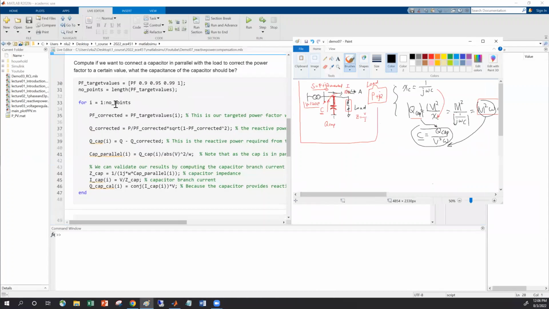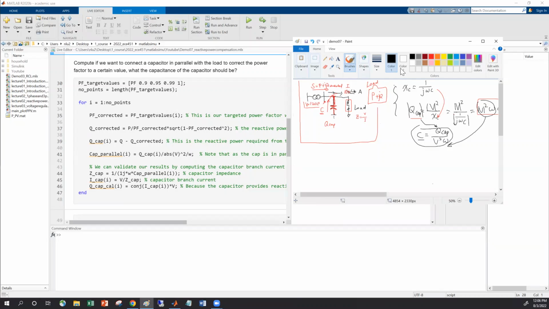So you can see that if we want to correct the power factor to 0.9, then what we'll do is an iteration, because we have a number of target values we want to compute. We want to see, if we want to correct the power factor to 0.9, 0.95, 0.99, and 1, what are the capacitances needed to correct them to this target power factor, right?